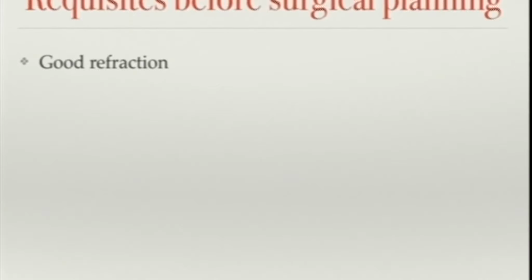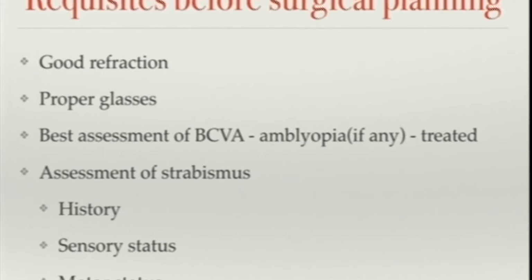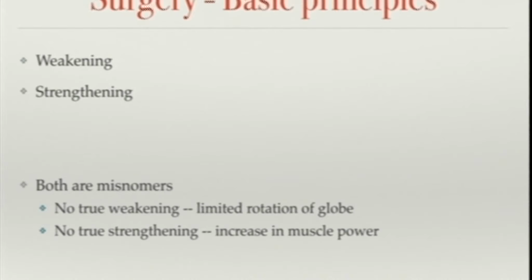So we have already discussed the requisites before surgical planning: refraction, proper glasses, assessment of BCVA, amblyopia therapy if needed, assessment of strabismus constituting history, sensory status, and the motor status. The basic principles of surgery are two: weakening and strengthening of muscles, and both of them are misnomers, because there is no true weakening or true strengthening of the muscles. There is no limited rotation of the globe, or true increase in the muscle power. What we are doing is just altering the length tension curve of the muscle.